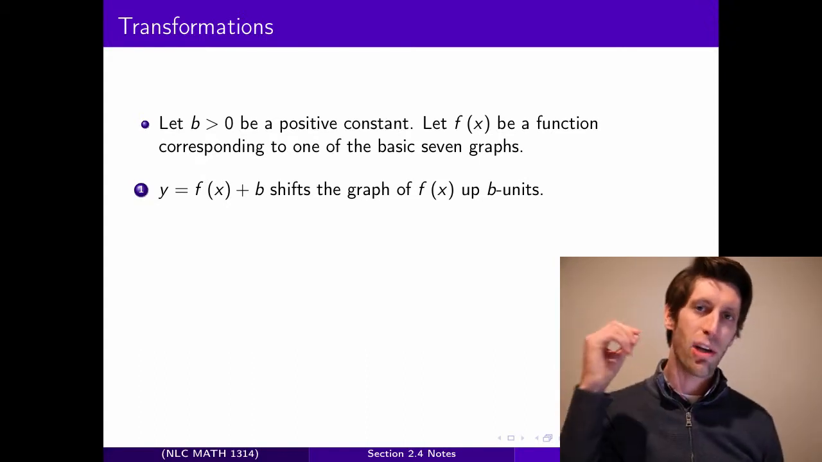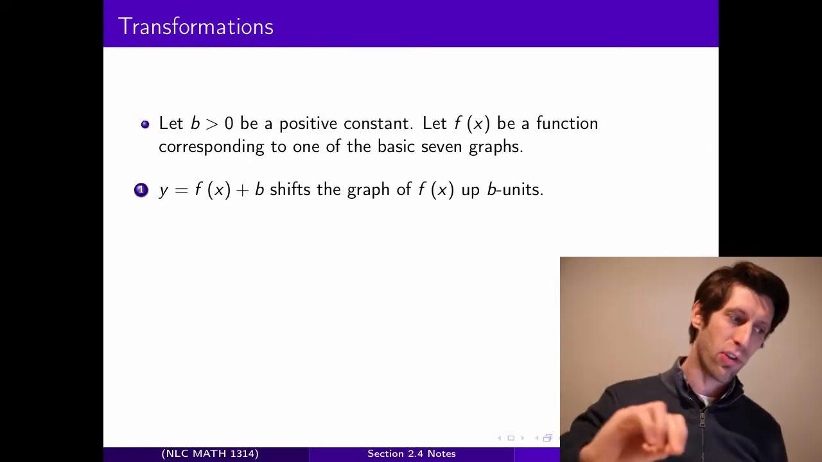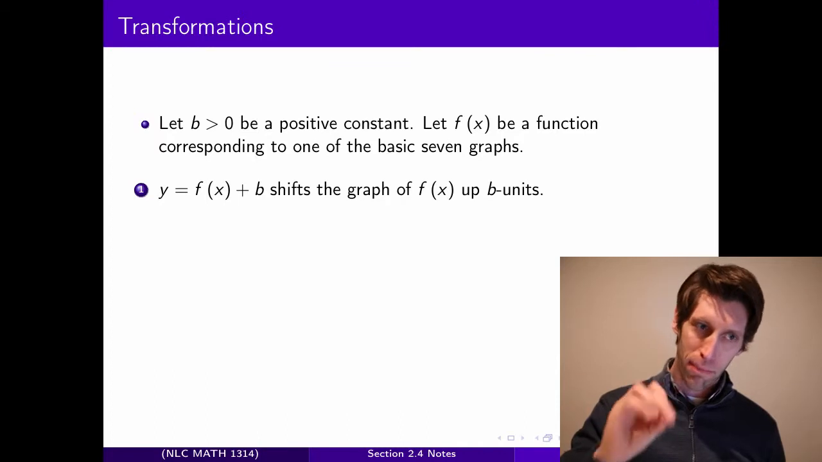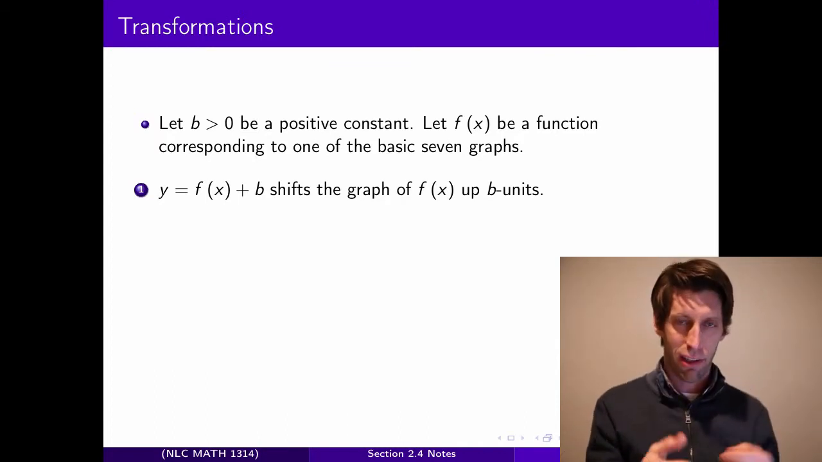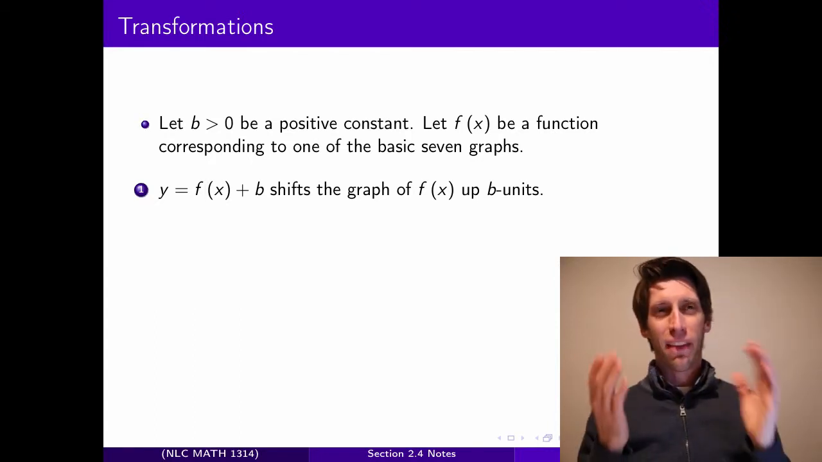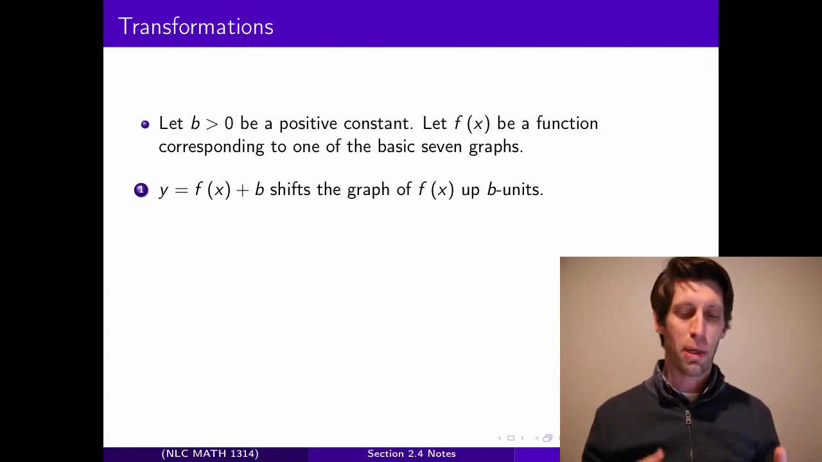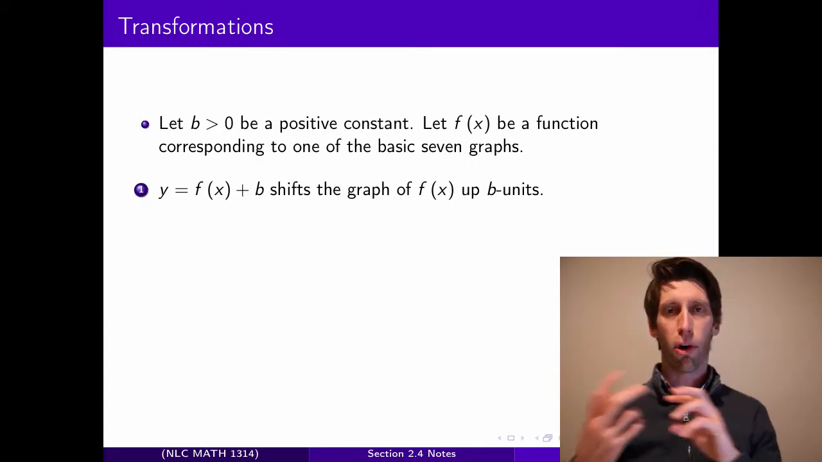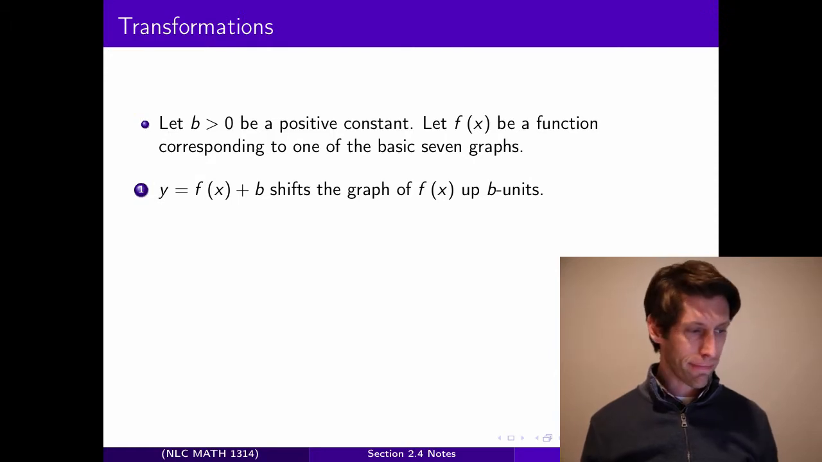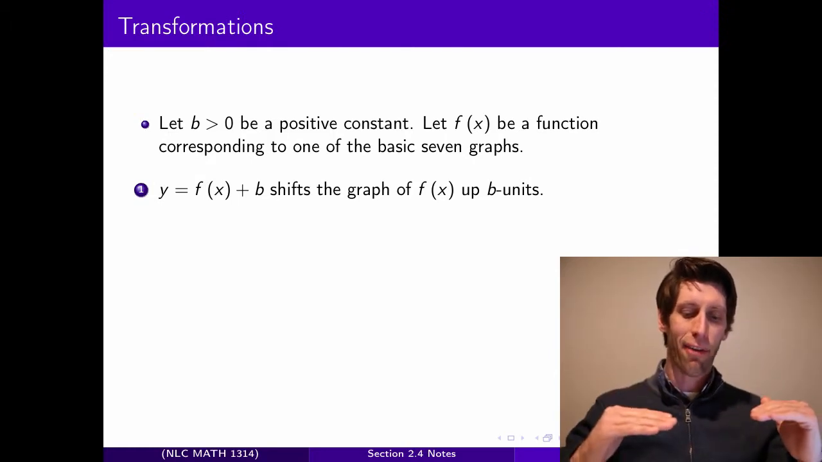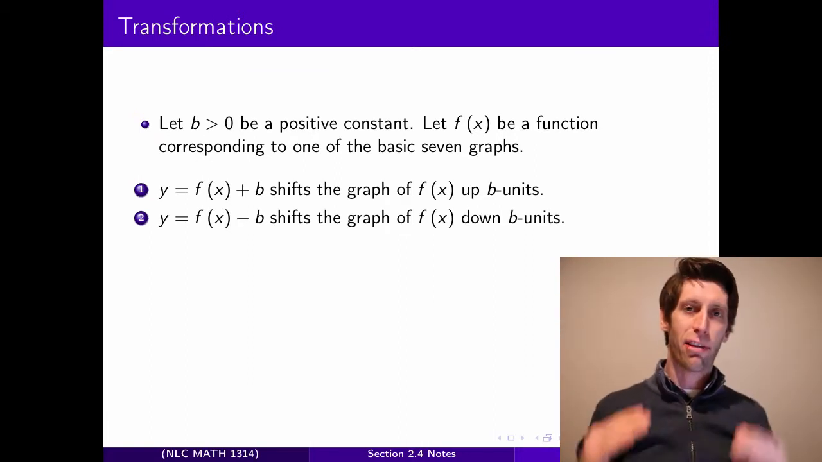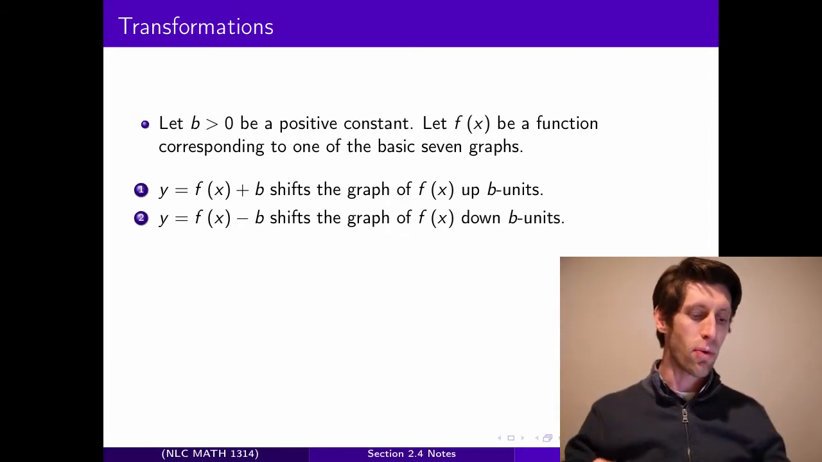So the first transformation, we add this constant outside of the function. So you'll notice here that f of x plus b, that plus b occurs outside of those parentheses. The way that's going to translate when we see an example is it happens outside the main operation, so to speak, like a square or a cube or a square root or a cube root, one of the operations in those 7 basic graphs. So what this does is it takes the graph and it shifts it up b units. In a similar way, f of x minus b shifts the graph down b units.